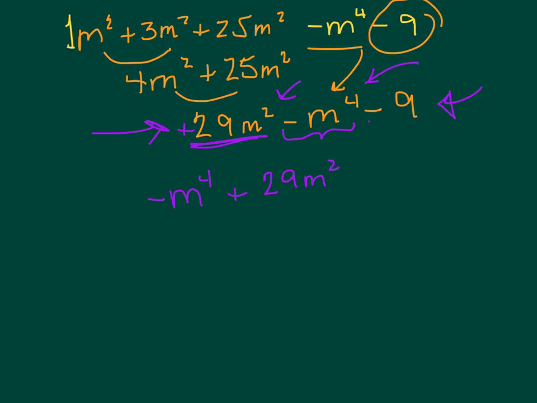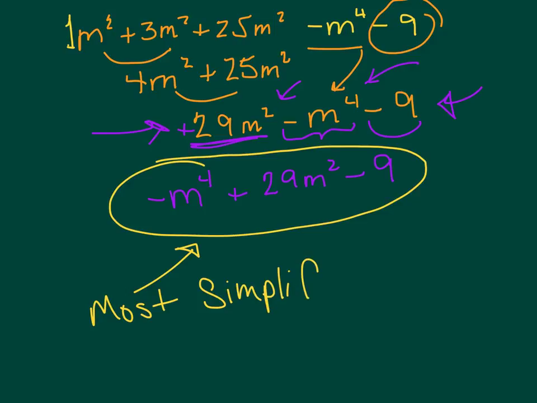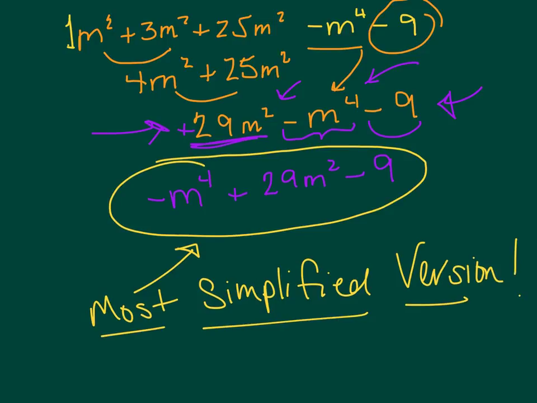The only other thing that I have left is my minus 9. That is a constant. It has no variables. It cannot be combined with anything in this particular expression. So this is the most simplified version of what we started with. And there you go.